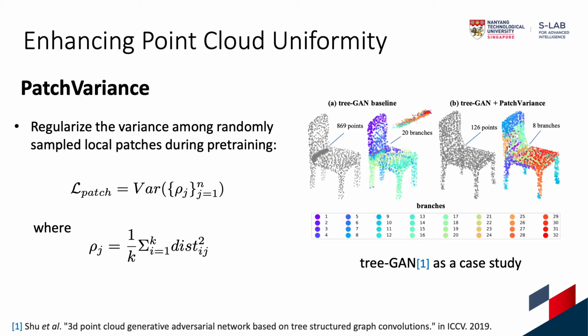Taking tree-GAN as a case study, which generates point clouds with a tree-structured network, we group these generated points into branches by their parent nodes and colorize them for better visualization. For the tree-GAN baseline, nearly half of the points and 20 branches cluster in a single region. In contrast, uniformity is significantly enhanced with the use of patch variance.